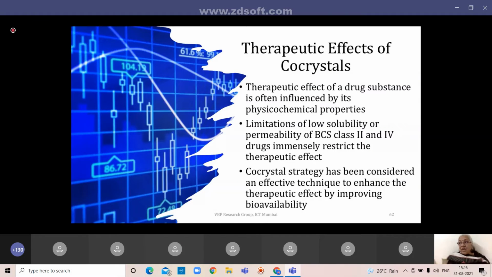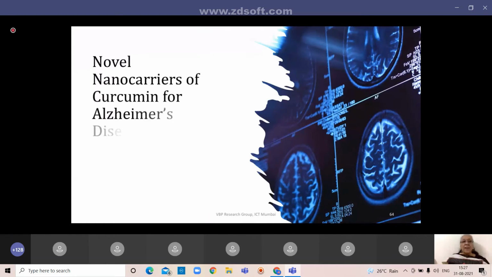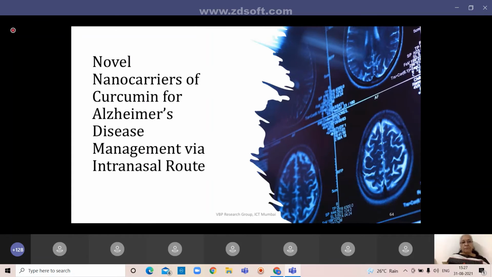The therapeutic effect of a drug substance, we know, is influenced by physicochemical properties. You can actually restrict the potential if you have BCS class 2 and 4 drugs. But if you make co-crystals, obviously you can enhance this effect, and you've seen it in many of these studies. So now we'll move on and look at some of the work which we have done at ICT using crystal engineering approaches. The first one I would like to tell you about is novel nanocarriers of curcumin for Alzheimer's disease management via the intranasal route.